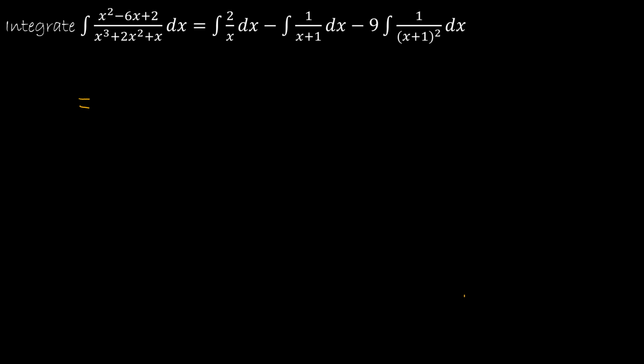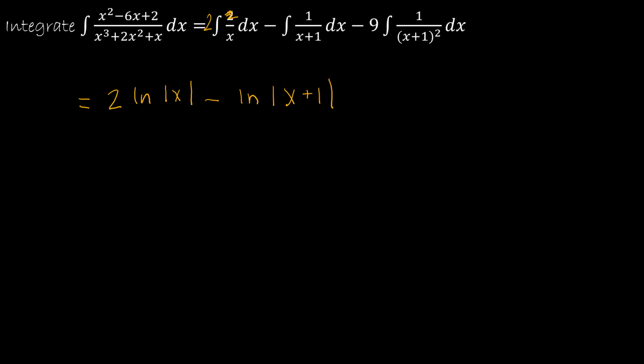So again, I've got 2 over x, or I can just move that 2 to the outside. So I end up with 2 times the natural log of the absolute value of x. And then same thing happens in the middle. I have minus natural log of the absolute value of x plus 1.